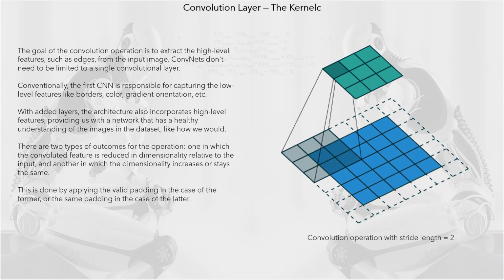There are two types of outcomes for the operation, one in which the convolved feature is reduced in dimensionality relative to the input, and another in which the dimensionality increases or stays the same. This is done by applying valid padding in the case of the former, or same padding in the case of the latter.